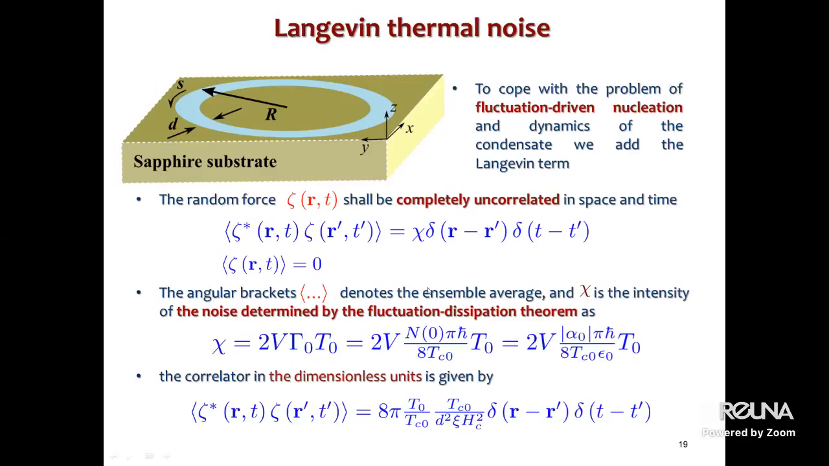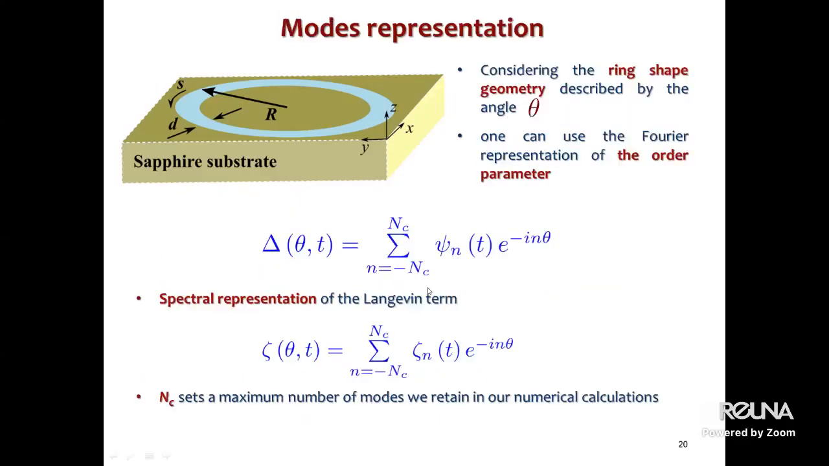It's all about the setup, and now about the geometry. Considering the ring-shaped geometry described by the angle, and taking into account the symmetry of the sample, we may write the order parameter as a spectral representation in terms of harmonics, or in other words, in terms of modes. So basically, we perform the Fourier expansion.